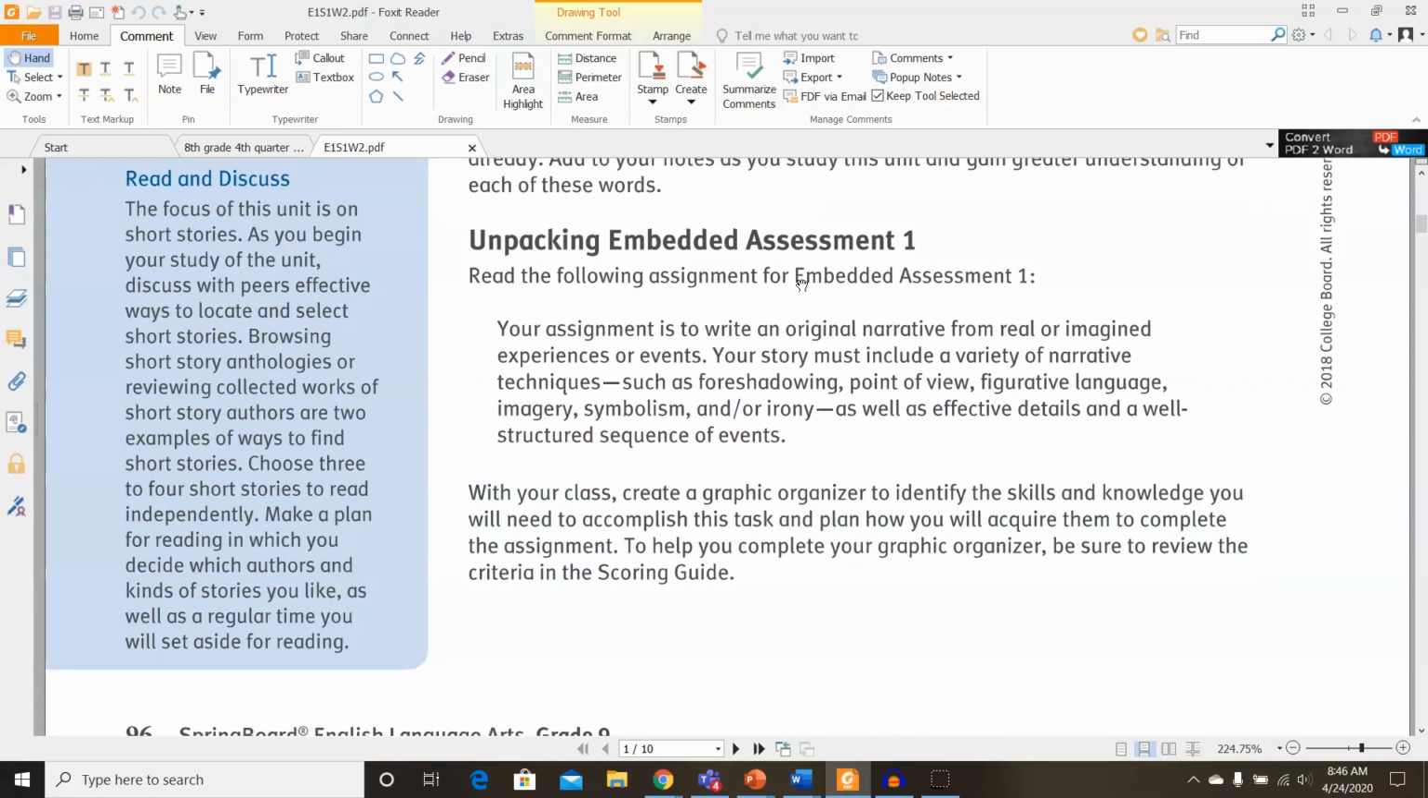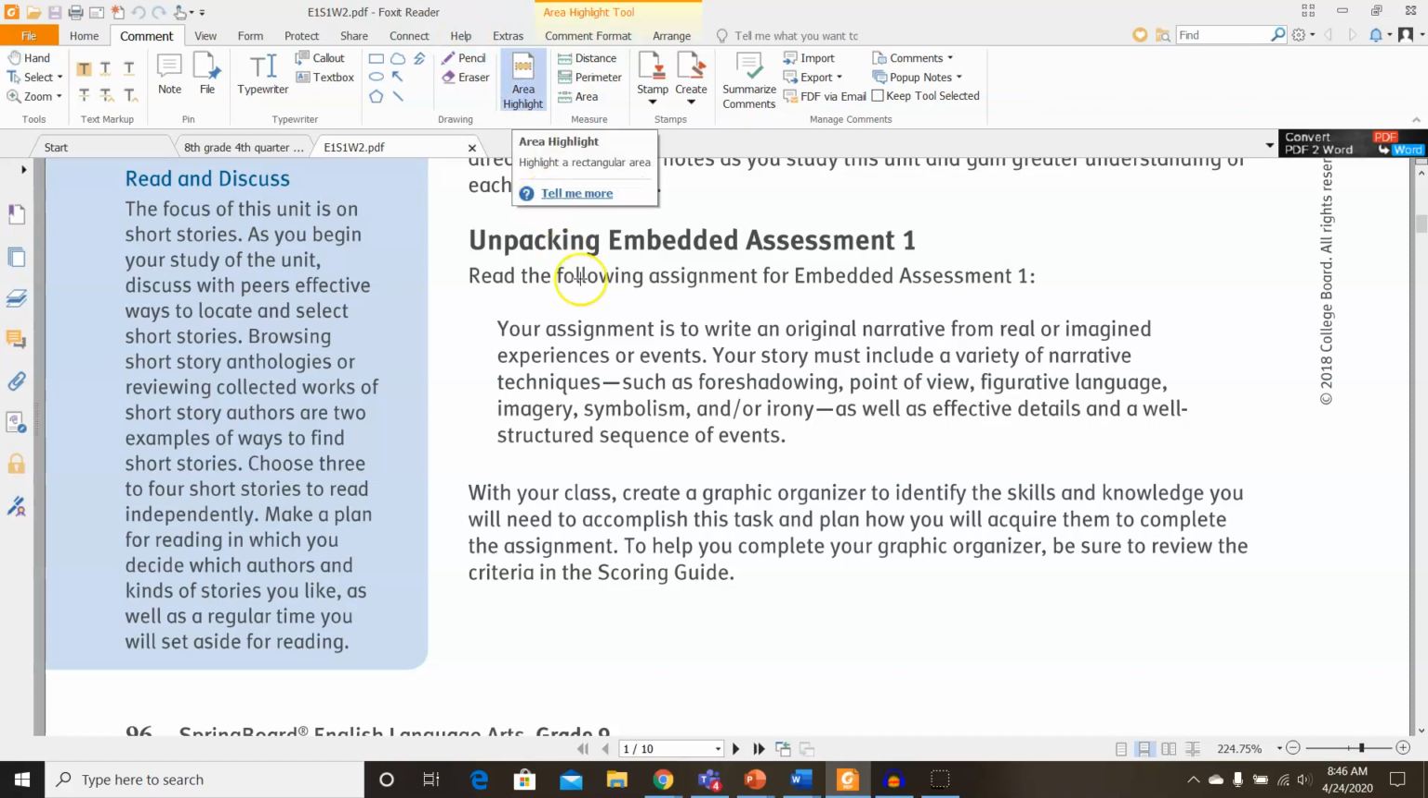Your assignment is to write an original narrative from real or imagined experiences or events. Your story must include a variety of narrative techniques, such as foreshadowing, point of view, figurative language, imagery, symbolism, and/or irony, as well as effective details in a well-structured sequence of events. So let's go through and we're going to highlight our do words, like our action words, and then the things that we're supposed to do with those actions.